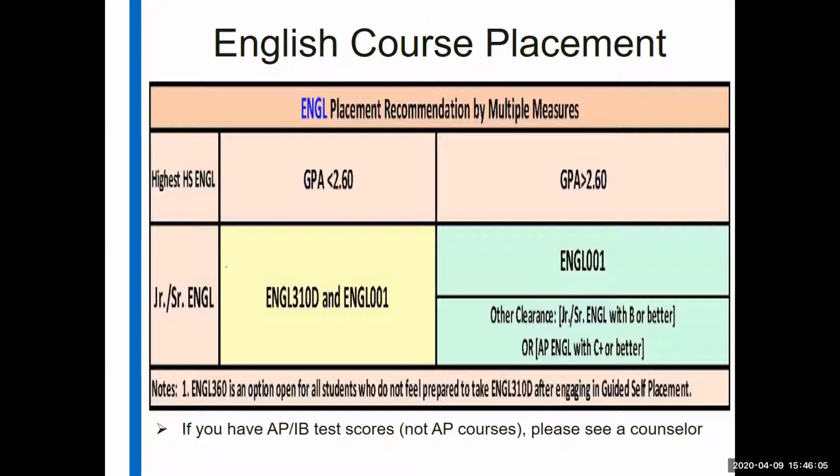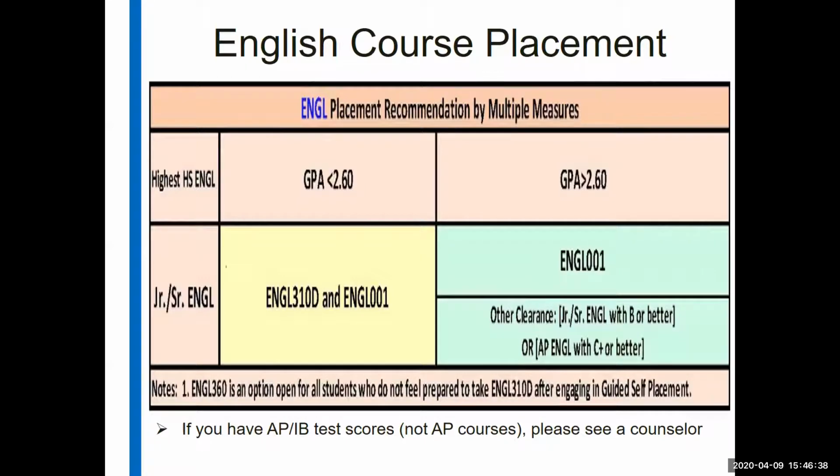If your GPA is 2.6 or below, you will still be taking English 1, but you will also take it with a co-requisite course called English 310D, which is an hour-long helper class, which has an embedded tutor in it to help you with your writing skills, with your critical thinking skills. Basically, it's just a helper course to help make sure that you are successful in this English 1 course that everybody ends up having to take.